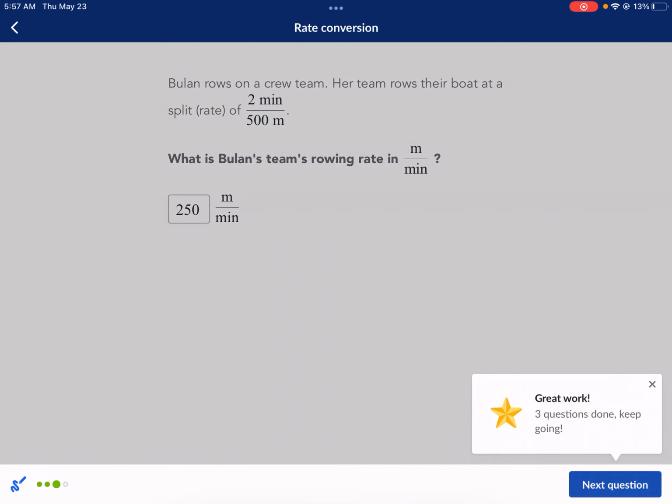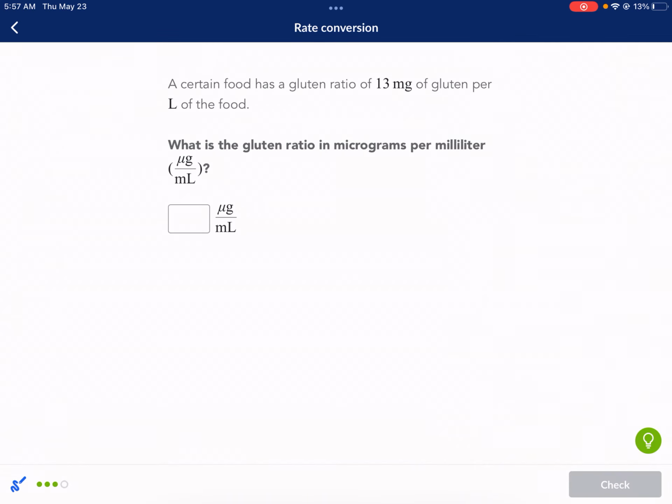And hopefully it gives us a good one at the end. And it doesn't. A certain food has a gluten ratio of 13 milligrams of gluten per liter of the food. Okay, actually, it is giving us a double one. So this is a good one to end on. What is the gluten ratio in micrograms per milliliter?